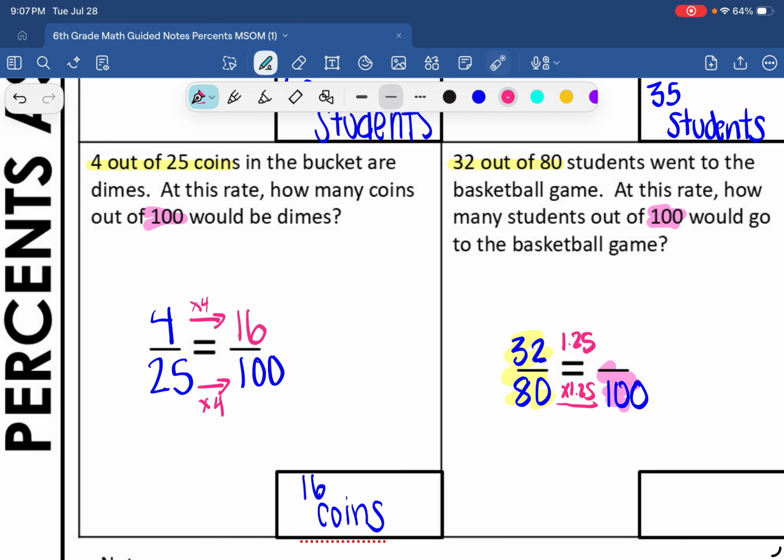So let's do that way as well. So 32 out of 80 simplified, I can divide both of those by 8, and that gives me 4 tenths. I can multiply 10 times 10 to get 100, and 4 times 10 is 40. 40 students I expect would go to the basketball game.